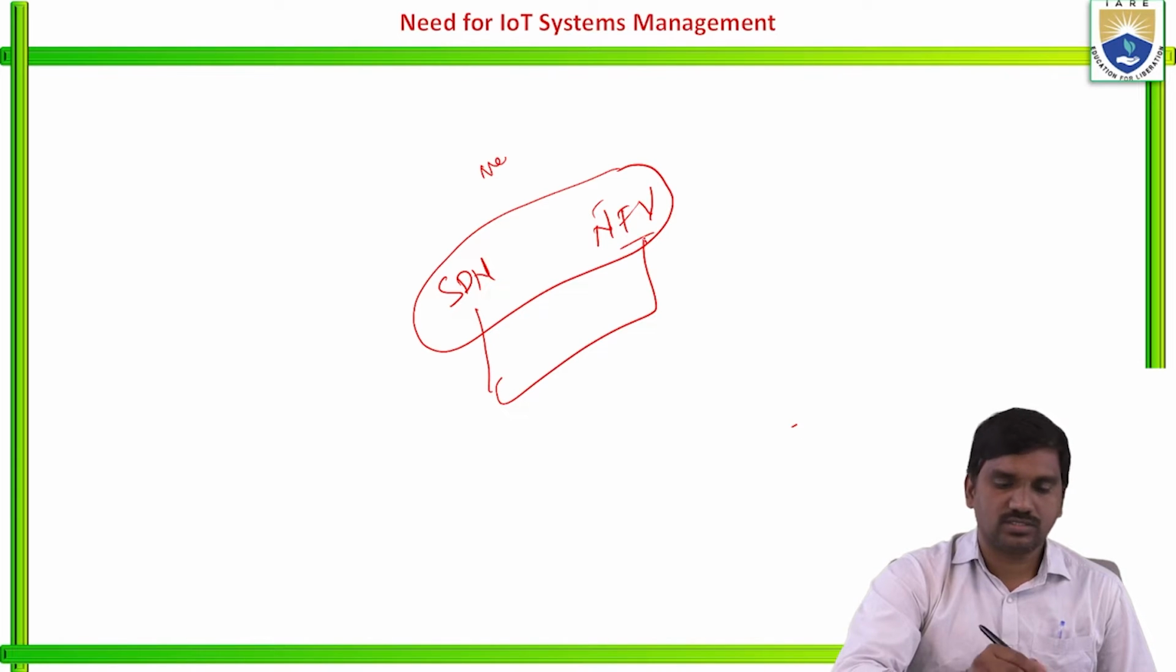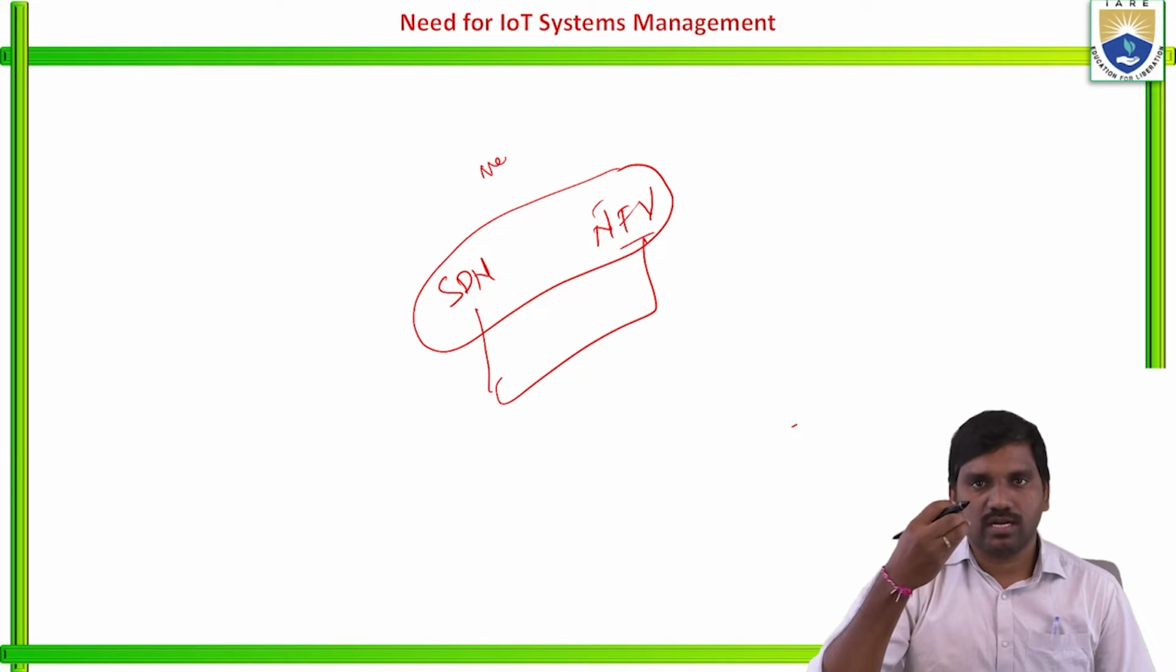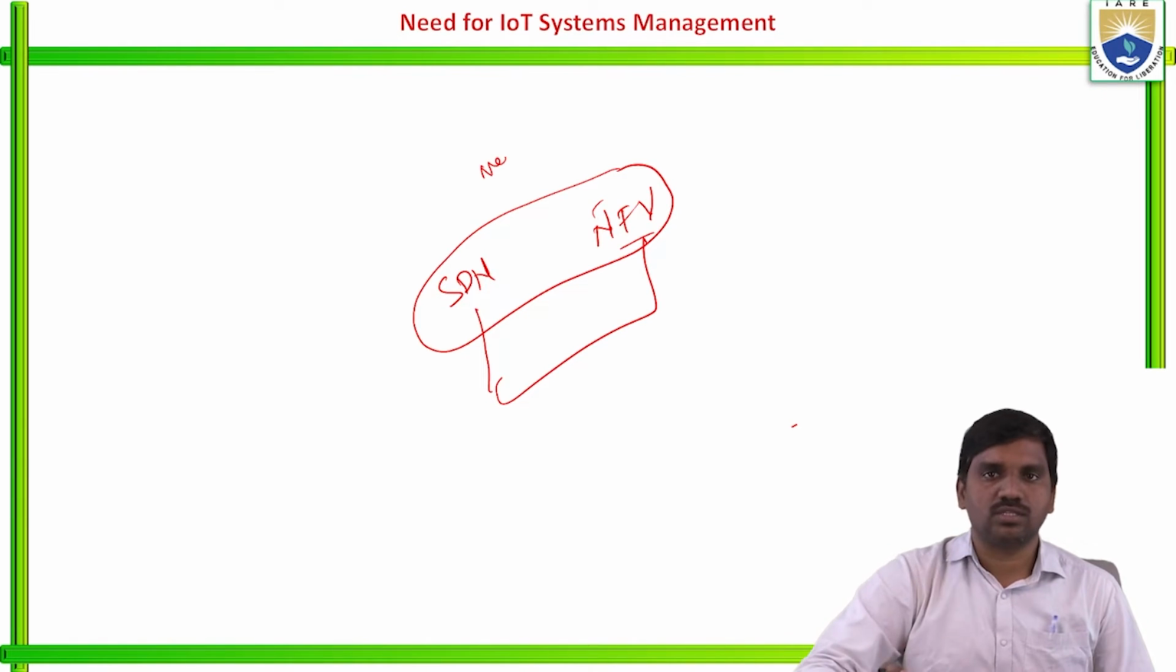The main difference between software defined networking and network function virtualization, along with the main characteristics of these two technologies, their advantages and disadvantages, the very popular versions of software defined networking, and the main applications of software defined networking and network function virtualization. These are the things we discussed up to the last lecture.